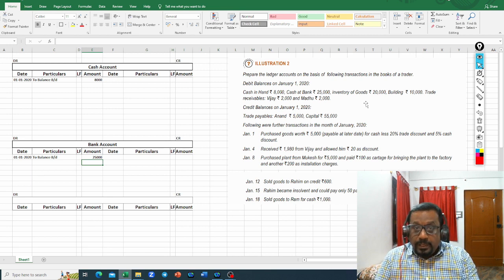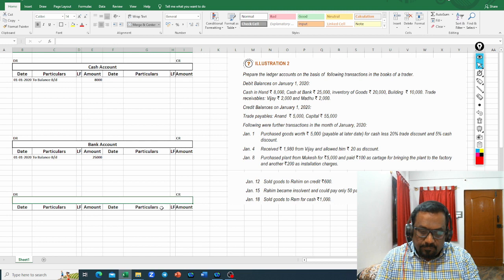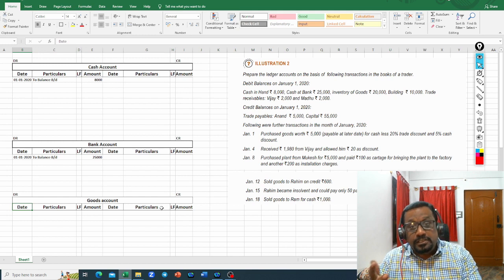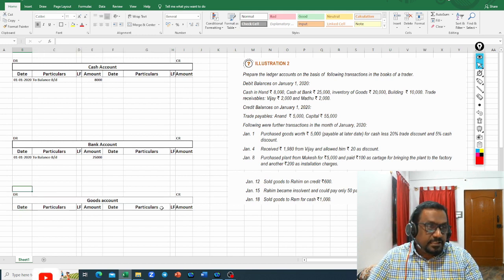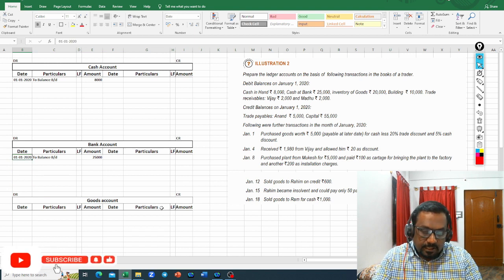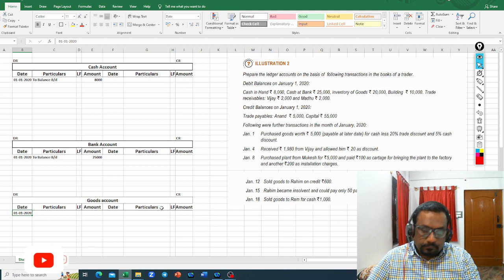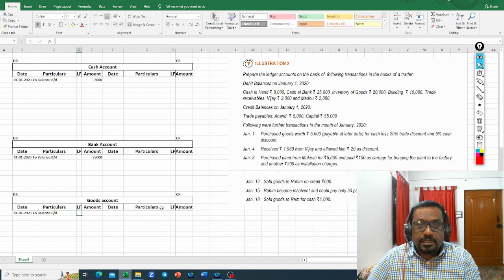Right. Next, inventory of goods 20,000. I have goods worth 20,000. So I need to prepare a goods account now. Goods is also an asset, so I need to put that on the debit side. Same thing, I just copy and paste the same date here, and I'll say to balance brought down. How much am I supposed to put here? 20,000.